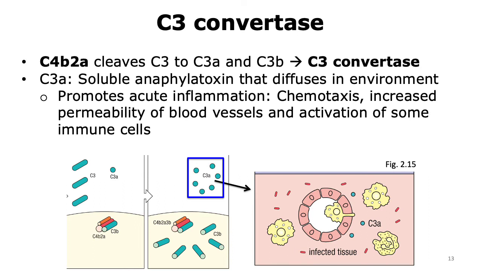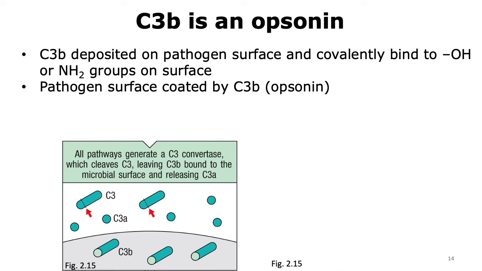C3a is able to promote acute inflammation by enabling chemotaxis to occur, increasing permeability of blood vessels, and activating immune cells. The C3b fragment that is formed, on the other hand, is deposited on the pathogen surface because the C3b molecule has a reactive thioester bond similar to the C4b molecule. This reactive thioester can covalently bind to hydroxyl or amino groups that can be present on the surface of the pathogen. Thus, the pathogen surface is coated by C3b, and C3b functions as an opsonin.